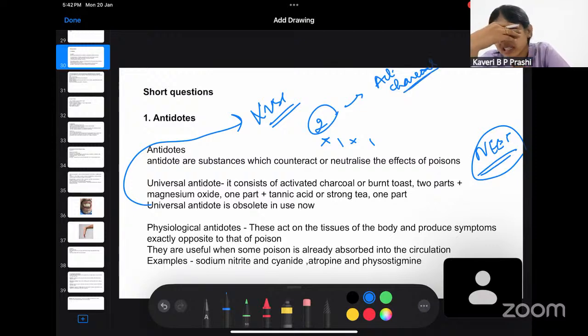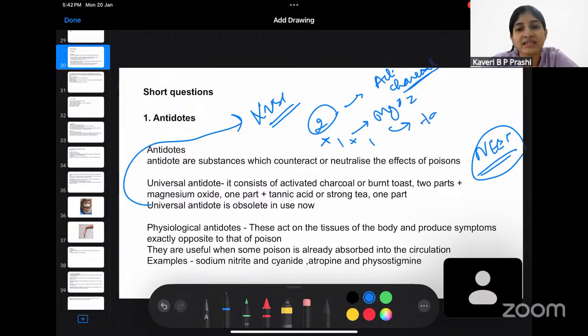So what you have to understand is, whenever there is a case of poisoning and you don't know what to give, this universal antidote is something that you can try giving. In case you can't go to a hospital, at least this is something that a layman can try. That is why you have to know this. So instead of activated charcoal, you can also use burnt toast. Then 1 part of magnesium oxide. Then you can also use 1 part of tannic acid, or you can use strong tea at home. So this is what you have to understand.